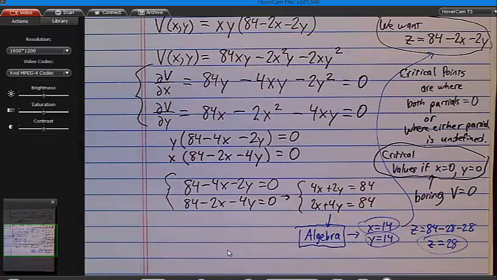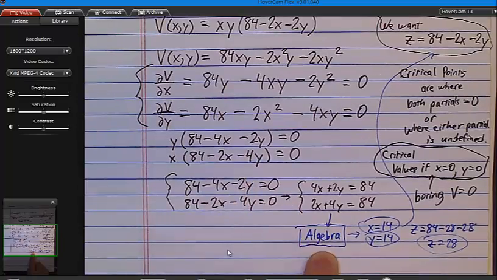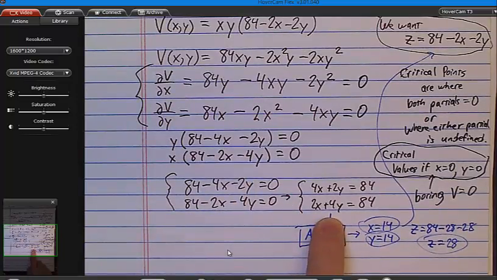I propose that for most optimization problems, the algebra is more difficult than the calculus. This is a classic problem because it's not too bad. But when it comes right down to it, and I didn't show this algebra, you had to solve a system of equations, right?